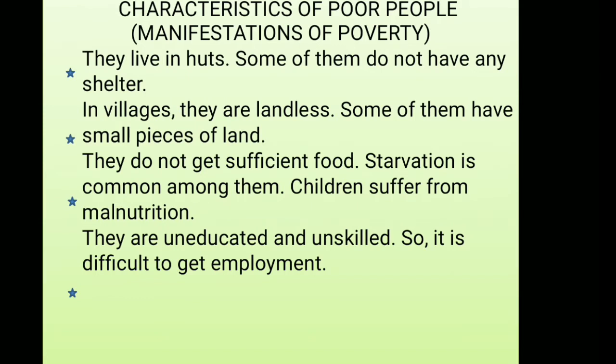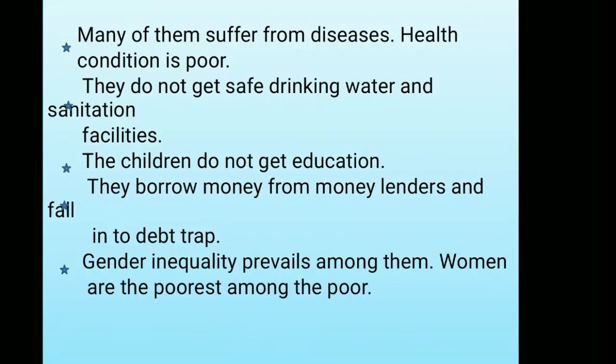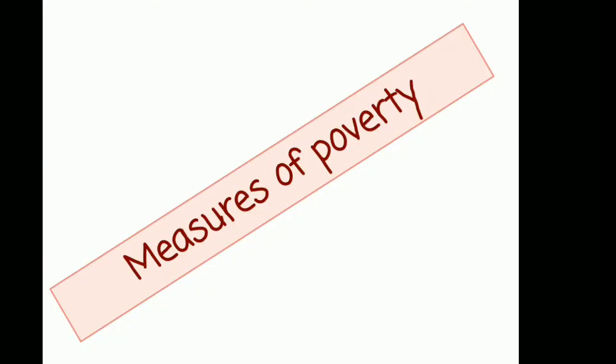So these are all the signs, these are all the characteristics of a group that belongs to the poor category. Many of them suffer from diseases, health conditions are poor, they do not get safe drinking water and sanitation facilities, they do not get education, they need to borrow money, and mostly they are in a debt trap. There is gender inequality, women are the poorest among these poor people. So these are the characteristics of poverty and poor people.